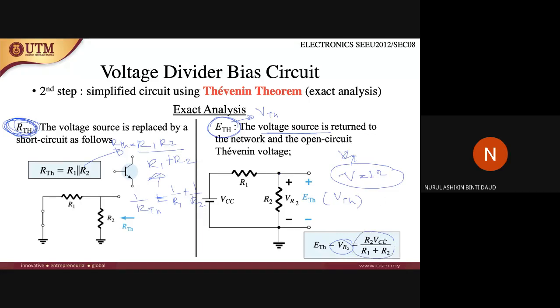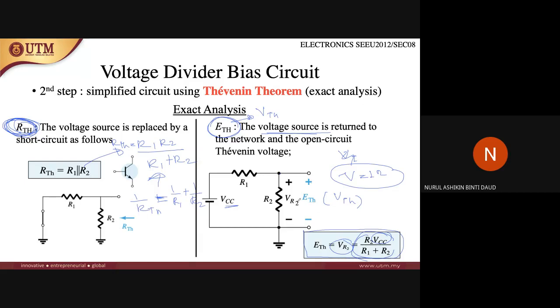So you will get V, of course, this V, VCC, times the value of R here. So you will get this kind of value. Later on, maybe you can figure out how it comes out like this. So ETH is VCC times R2 divided by R1 plus R2. So this is how you determine the value of ETH here.